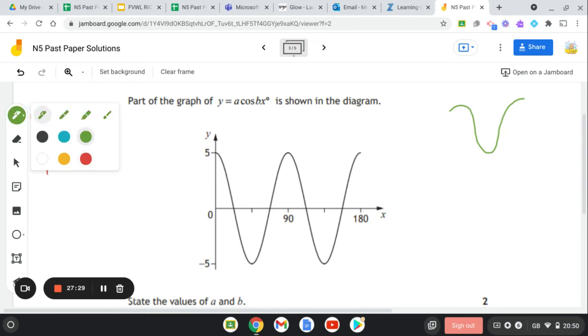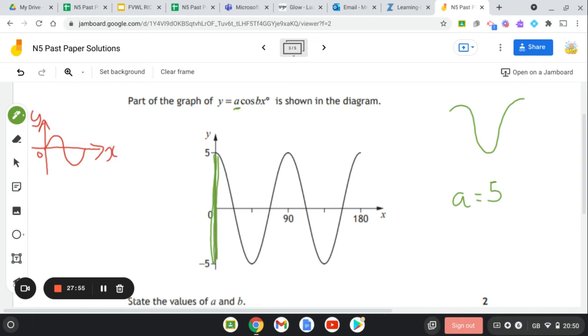Now your value for A is to do with this bit here. It's called your amplitude. Really what you should be doing is looking at your high number, your low number, working out the total space between them, which is 10, half of that is 5. But in an exam, all you need to do is just say, what's my top number, what's my bottom number? If they're the same number, one's positive, one's negative, then that is your value for A. So it's just 5 there.